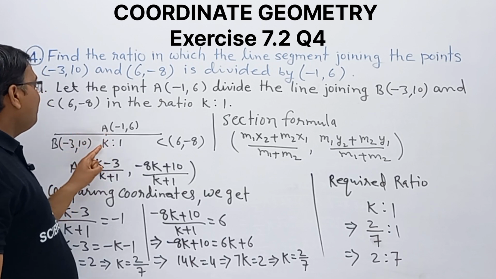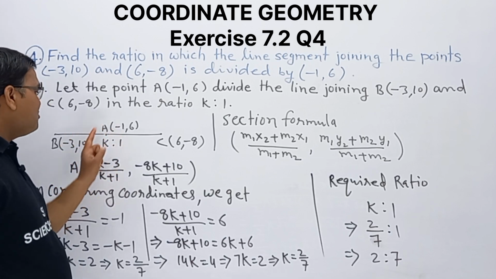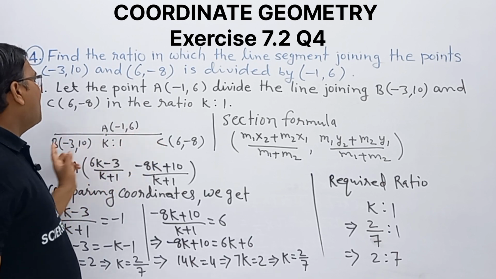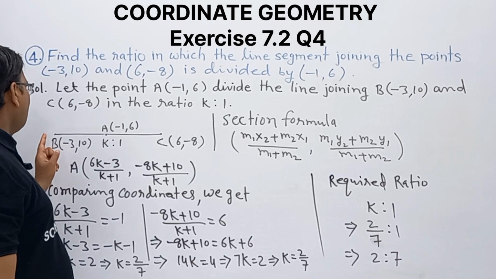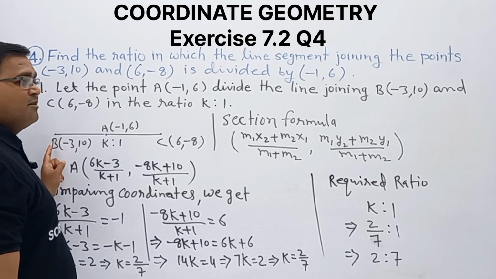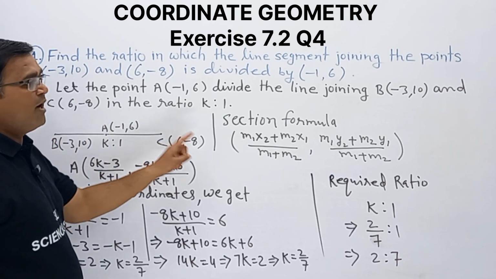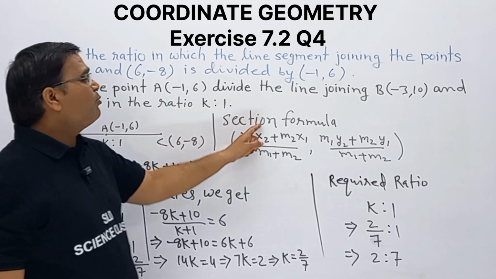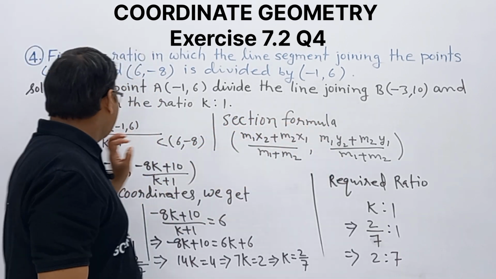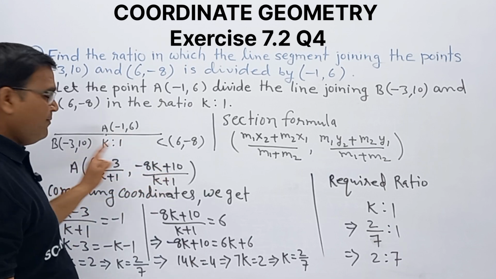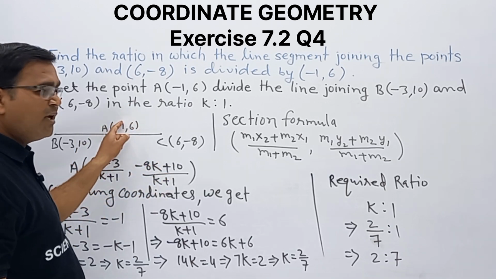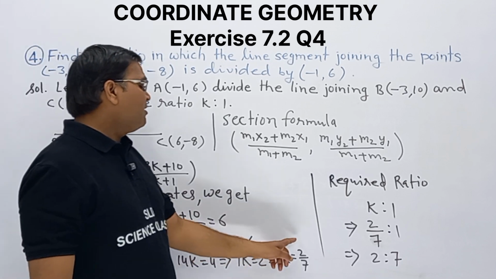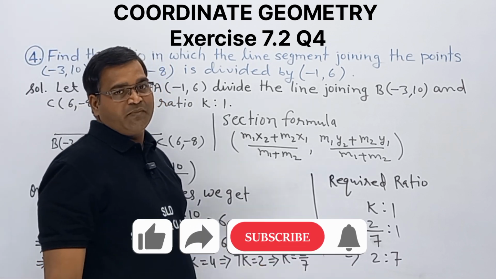Why? Because we require the ratio, so we assumed the ratio as k is to 1, and these points we have. Once we have line segment points (x1, y1) and (x2, y2) and ratio m1 is to m2, the section formula will be this one. By using this, we get the coordinates of A. Already we have the coordinates of A. We compare both and solve for k. Then we get k equals 2 upon 7.